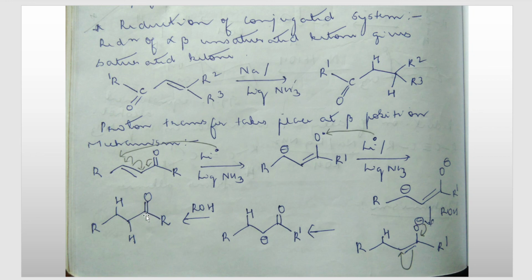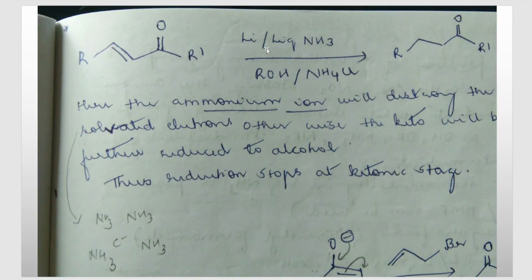So now you can see the ketonic group is there as such. It will not undergo reduction, we will not get alcohol here. So this is the overall reaction, that is, unsaturated ketone to saturated ketone is obtained. Why don't we get an alcohol here? Because the ammonium ion will destroy the solvated electron, otherwise the ketone will be further reduced to alcohol.